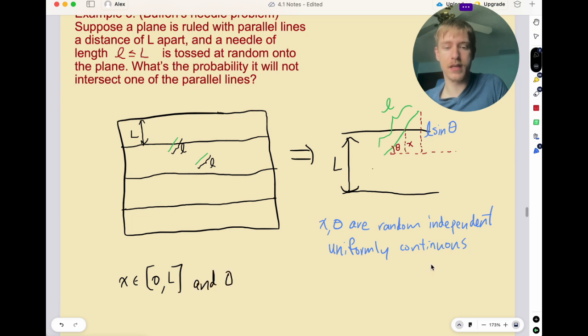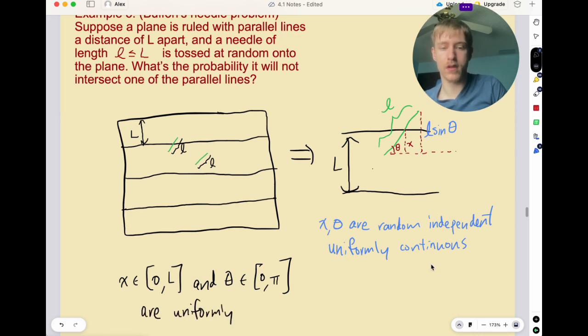And theta is going to be between what? Well, it's going to be between 0 and 180 degrees because we're measuring the angle from this horizontal. If the needle were over there, we would just use this as the horizontal and only count the positive angle. So really we can consider that to be in 0 to pi because we're using radians. And these are uniformly continuous.